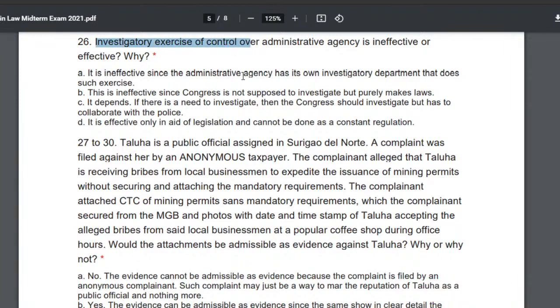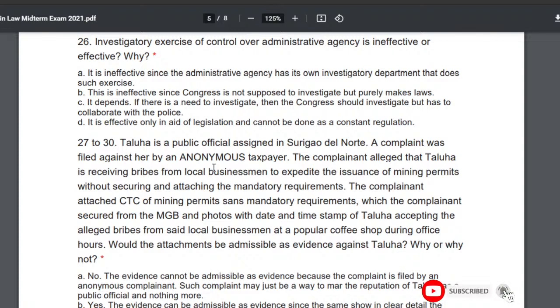A, it is ineffective since the admin agency has its own investigatory department. Thus, that exercise. Letter B, this is ineffective since Congress is not supposed to investigate but purely makes laws. Letter C, it depends. If there's a need to investigate, then Congress should investigate but has to collaborate with the police. Or letter D, it is effective only in aid of legislation and cannot be done as a constant regulation. What is the correct answer to 26? A, B, C, or D?